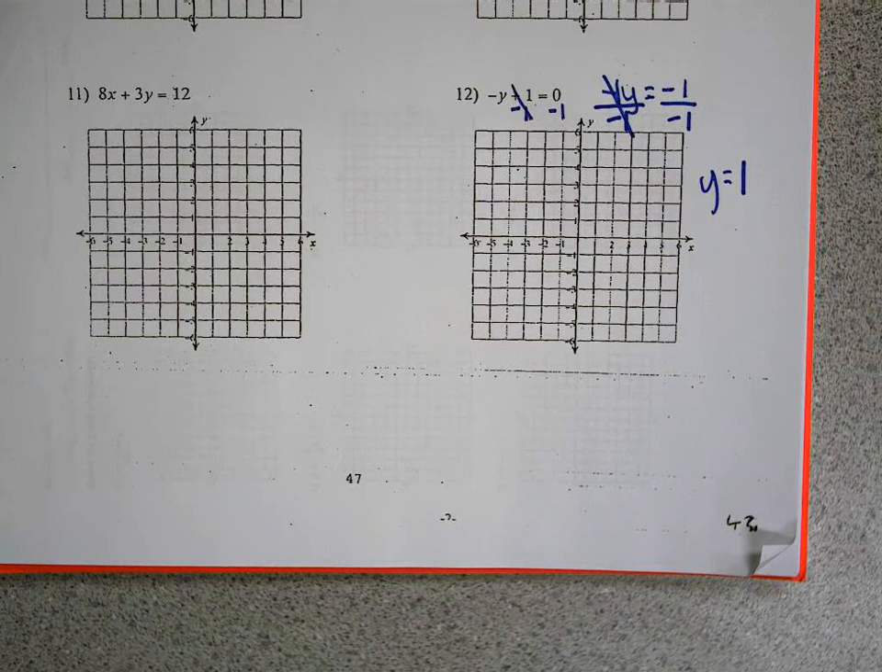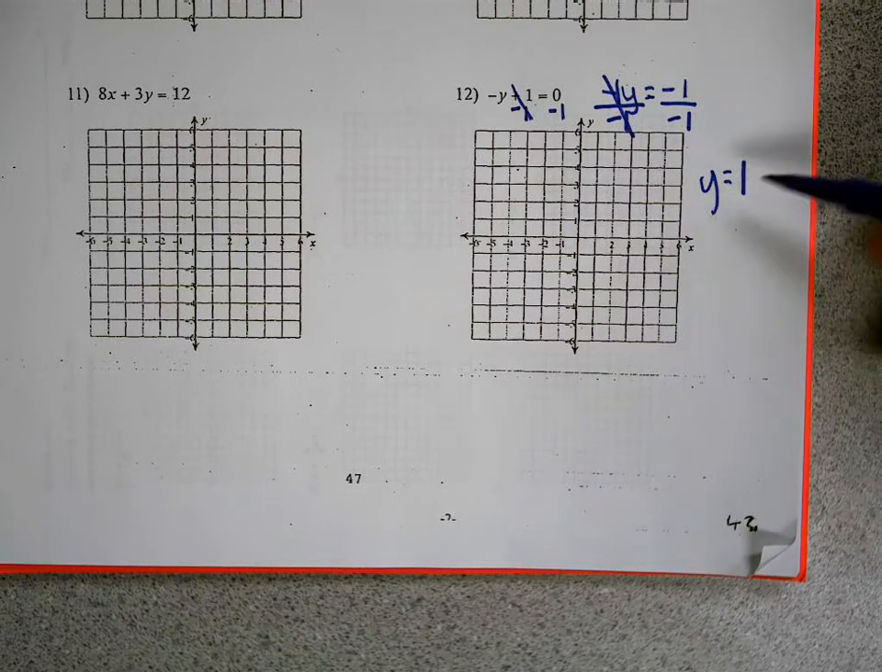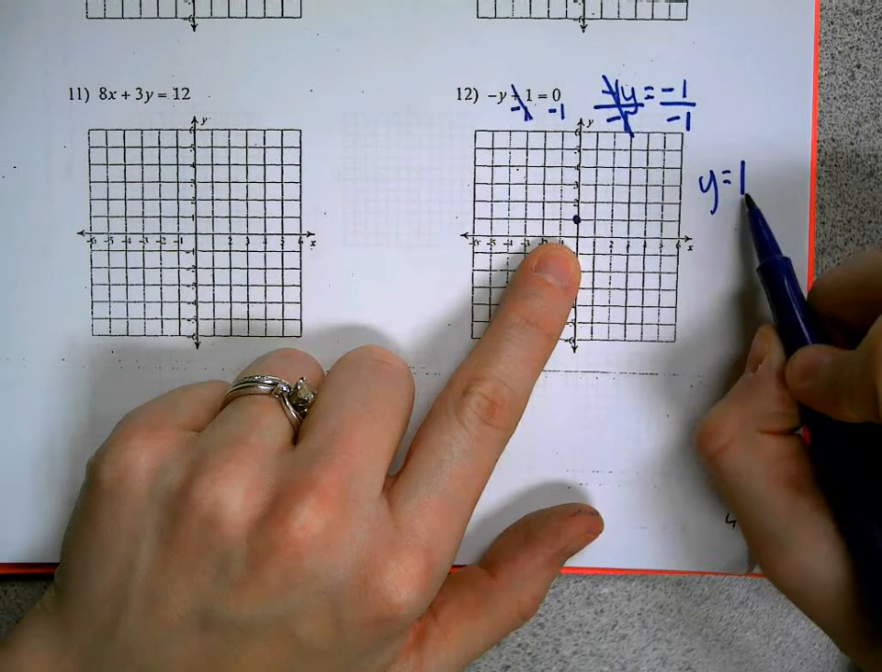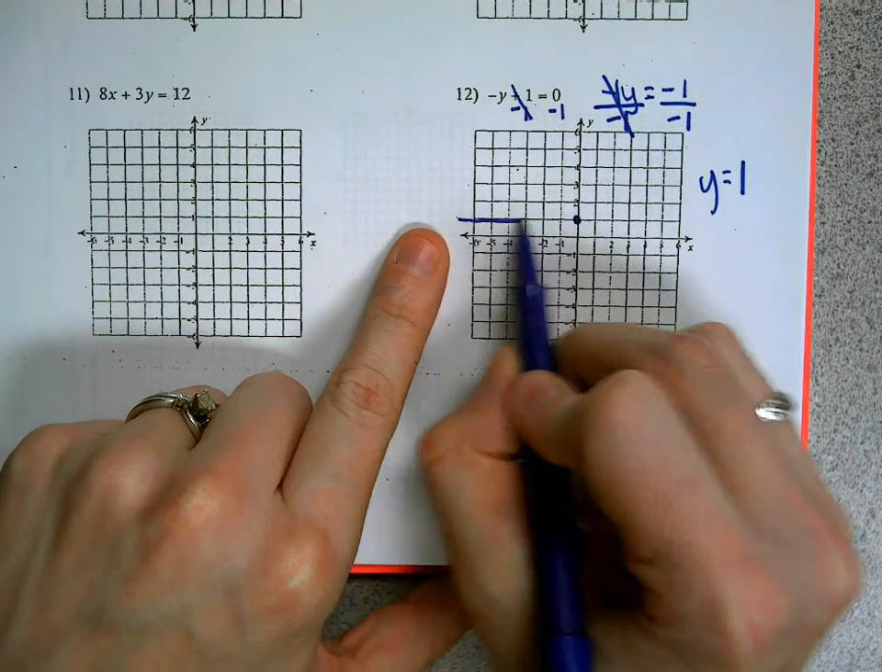Now remember, if your equation is y equals 1 and there's no x, that means the slope is 0, because there is 0x in our equation, so your slope is going to be 0. So we just go to the y-intercept, which shows us here y-intercept is 1, and then we're going to have a 0 slope.